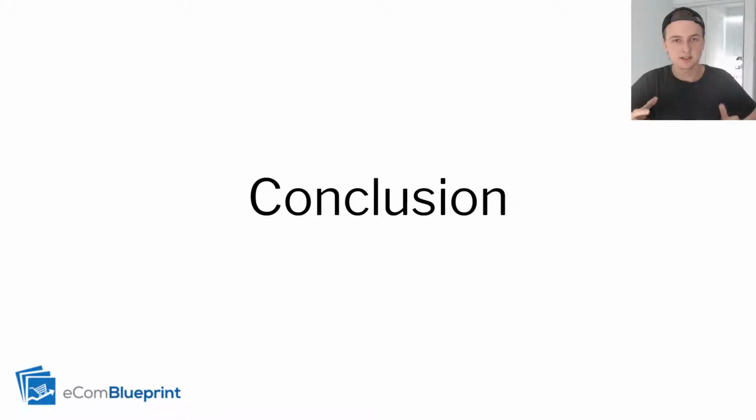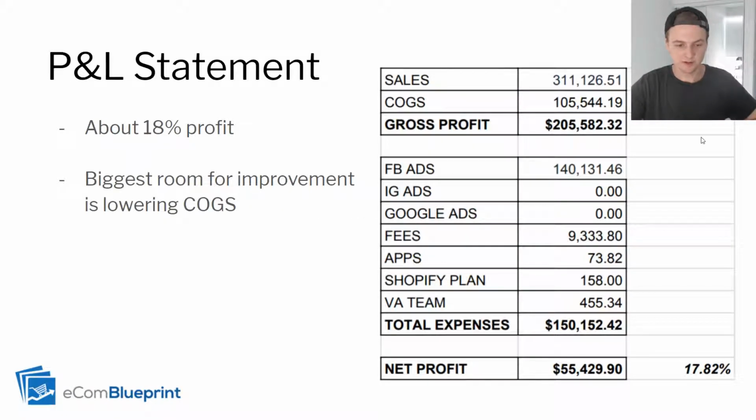Alright everyone, so in this lesson I'm going to be giving closure to the Cloud Cushion case study. I'm going to be showing you how much I actually profited out of the $300,000 or so in sales, and I'm also going to be talking about what I would do differently if I were to start this over from scratch. So first off, the profit and loss statement.